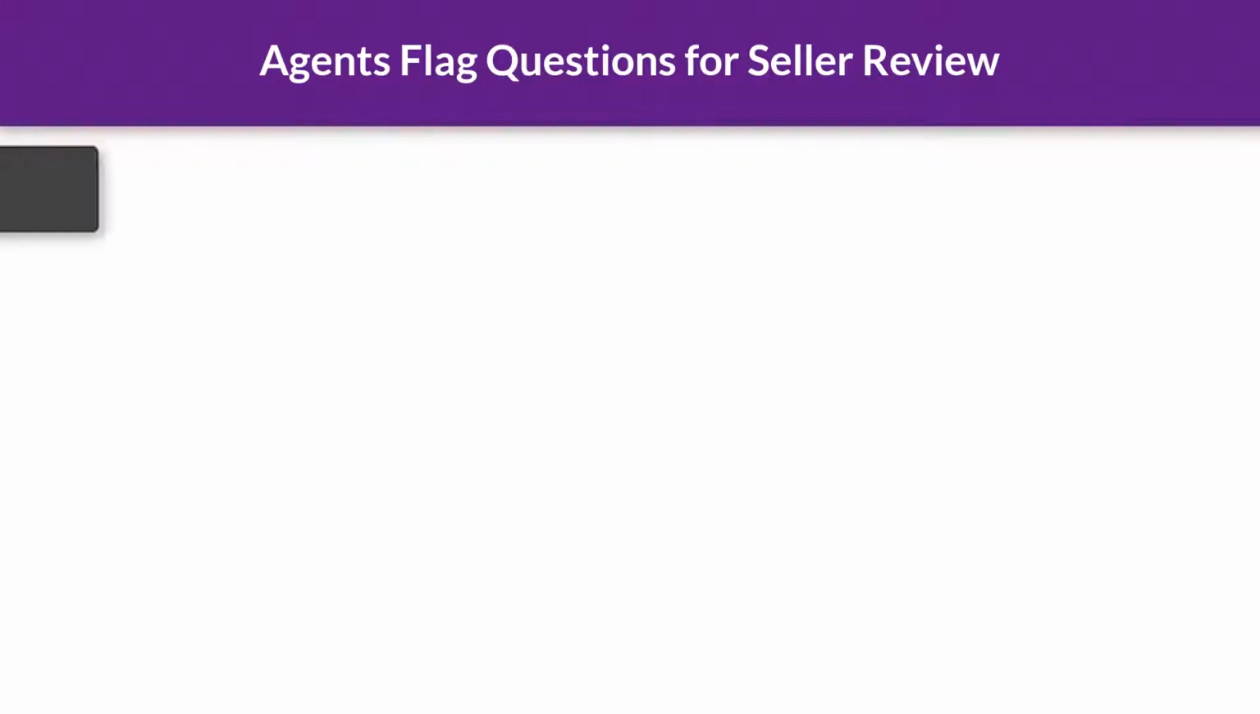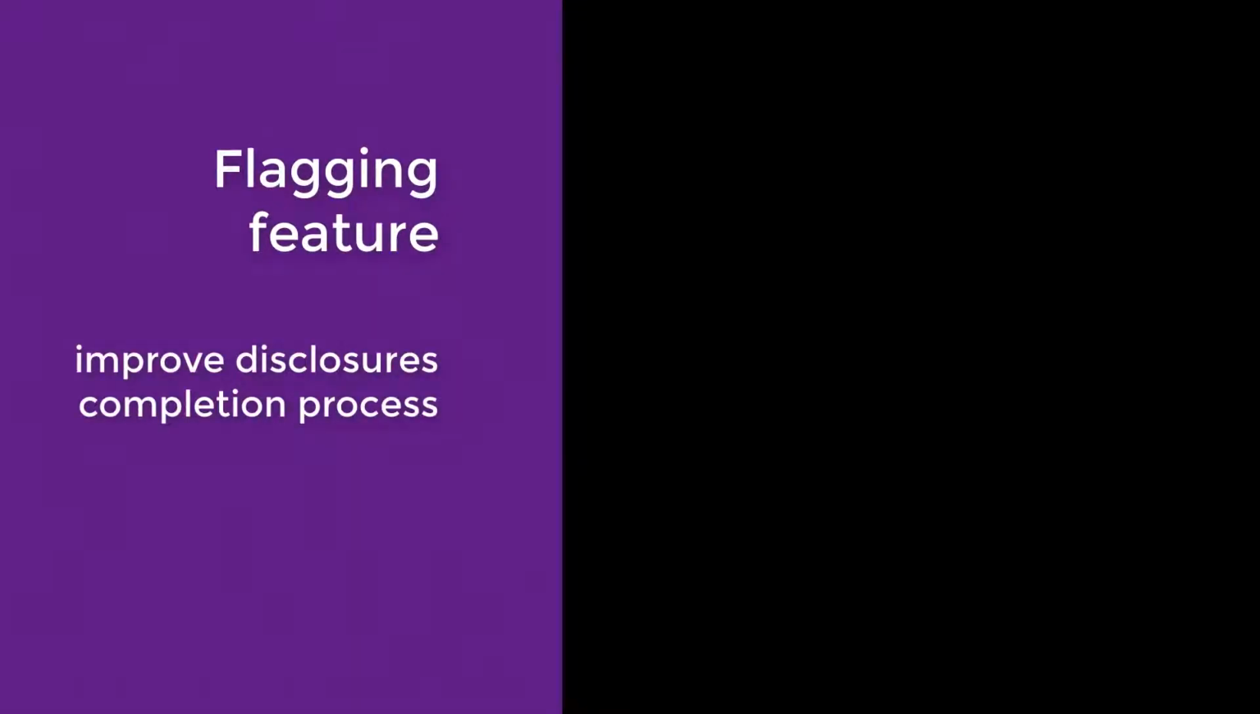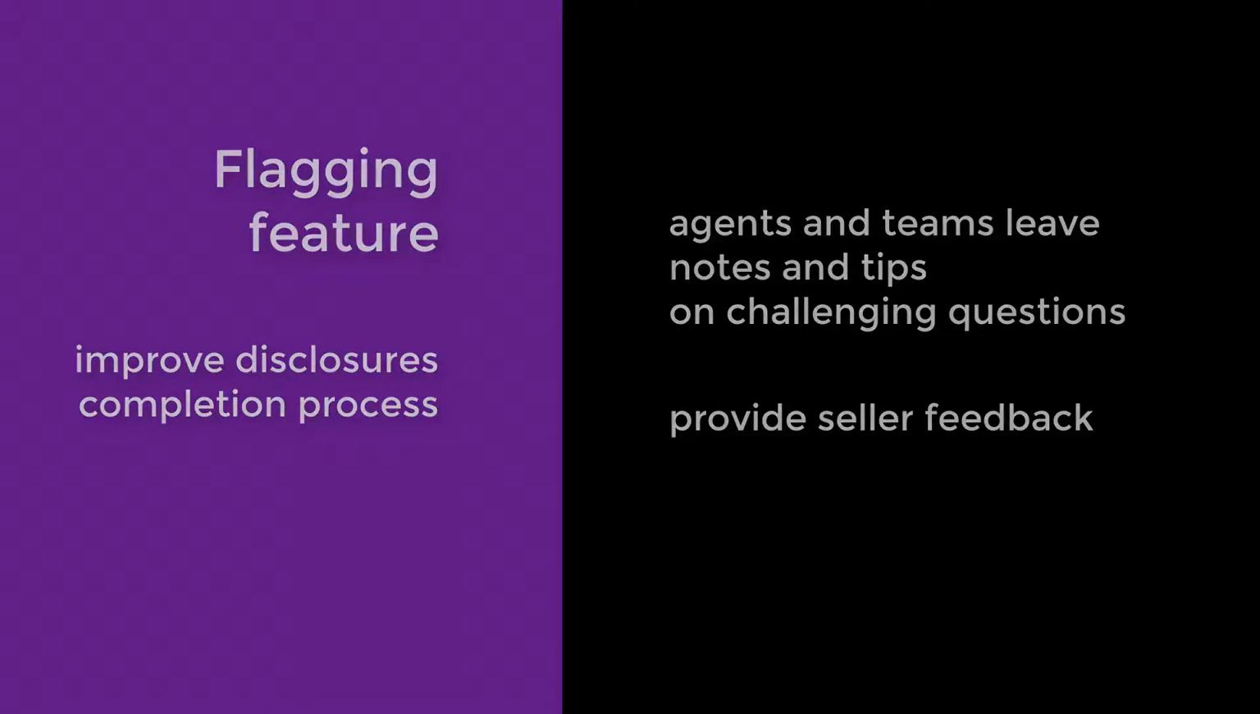In this video, listing agents and teams learn how to flag questions on disclosure forms and help sellers provide more accurate, complete responses. The flagging feature can improve the disclosure's completion process by allowing listing agents and teams to leave notes and tips on questions that often present challenges for sellers, and provide feedback that helps sellers respond properly to a question not answered correctly the first time.